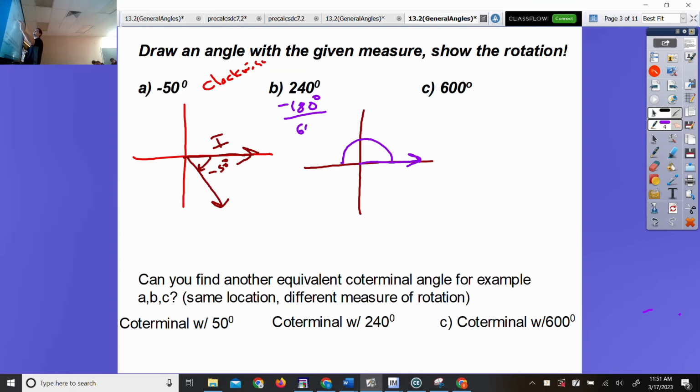60 degrees of rotation, which is how much of a quadrant? Exactly how much? 2/3. Kind of hard to do with drawing, but it's exactly 2/3 of a quadrant. It does say show the rotation. That's why I'm putting arrows, by the way. You start here, you stop there. Initial and terminal. But that's what a 240 degree angle looks like.